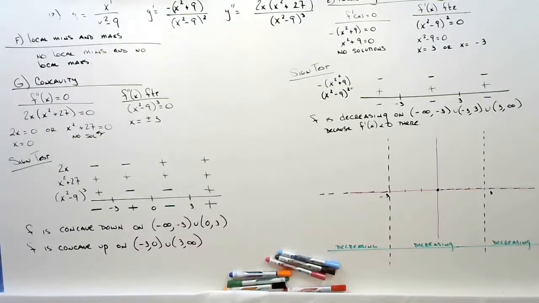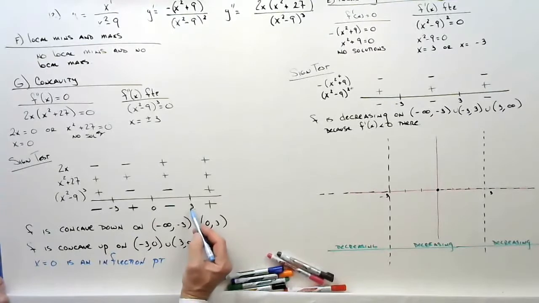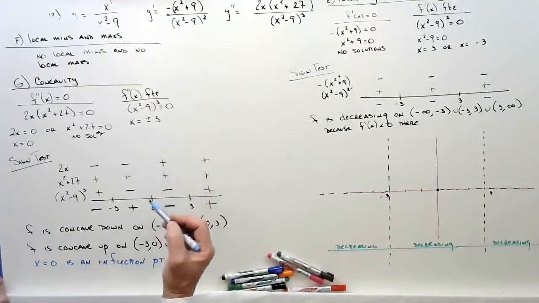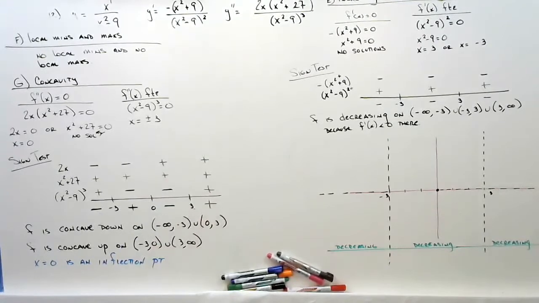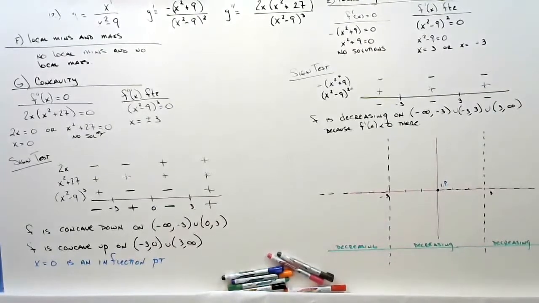Now, what about inflection points? Well, we said inflection points are where concavity changes. Now, be careful. Concavity changes right here, but -3 is not in the domain. Concavity changes here, so x equals 0 is an inflection point. Three is not an inflection point. Concavity changes, but 3 is not in the domain. So this is my only inflection point right here. And I don't even have to find it on the graph. It's already labeled for me.